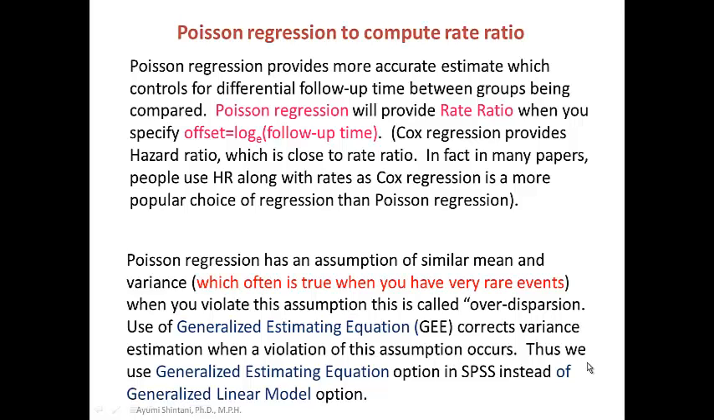And SPSS has Poisson regression option and GEE option. But Poisson regression often gives wrong result because it doesn't have a way to correct over-dispersion. And therefore, in today's example, we are going to use generalized estimating equation option for Poisson regression.